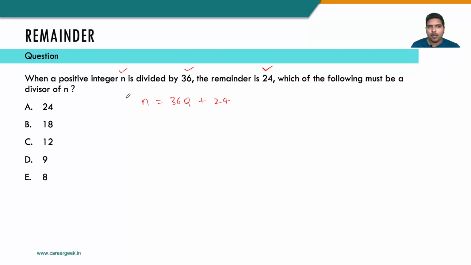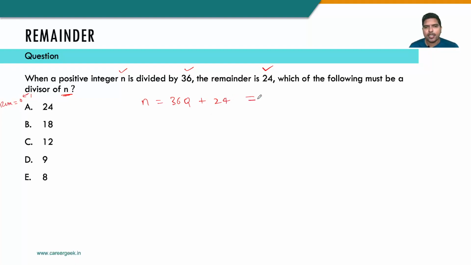Which of the following must be a divisor of n? Okay, now, what does divisor mean? It is divisible completely, or the remainder is 0. There's no remainder. We have discussed this in factors, divisors, and multiples.